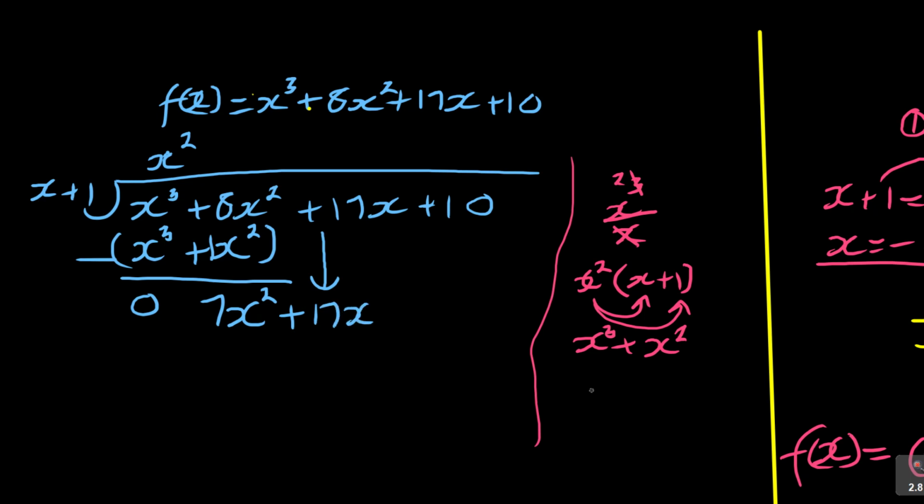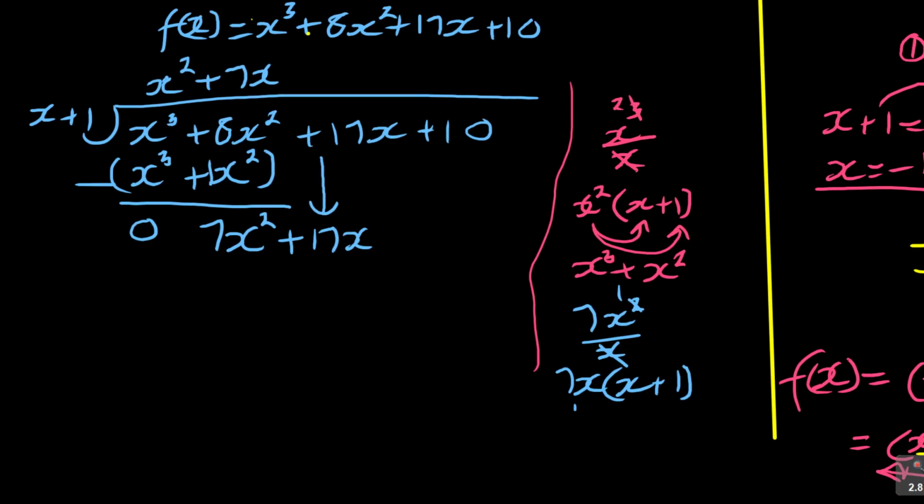You repeat the process. Now you've got 7x squared, divided by the same x, this x. When you cancel, x squared, only 1 will remain. So it's plus 7x. And you multiply this way. You're going to say 7x multiplying x plus 1. When you open that bracket, it will be 7x squared plus 7x.